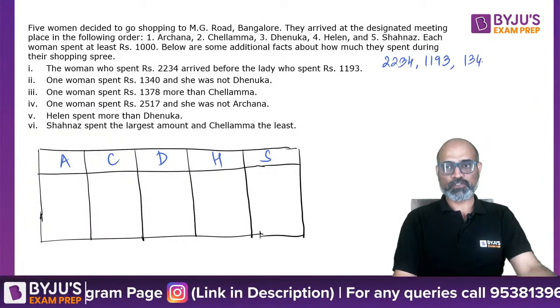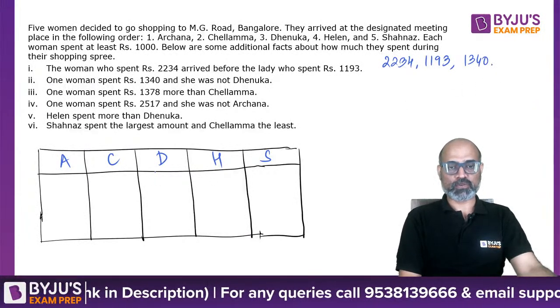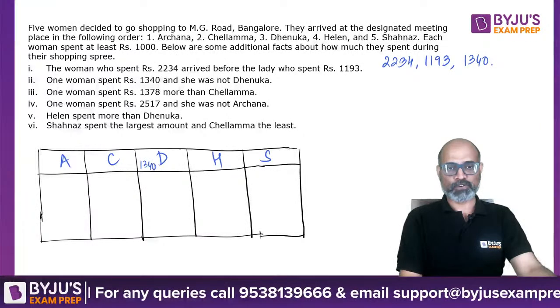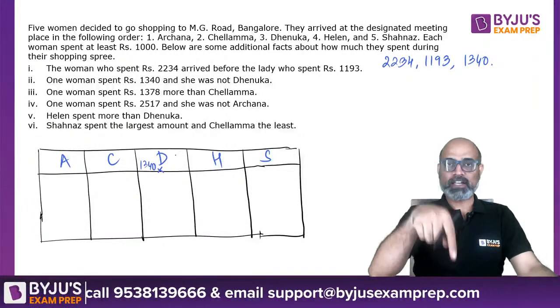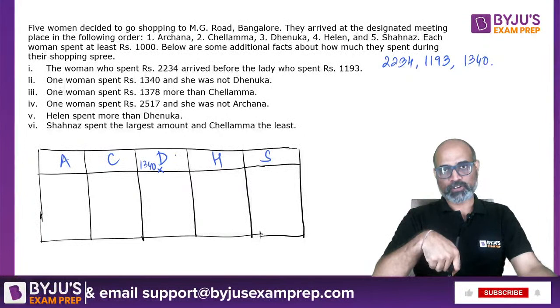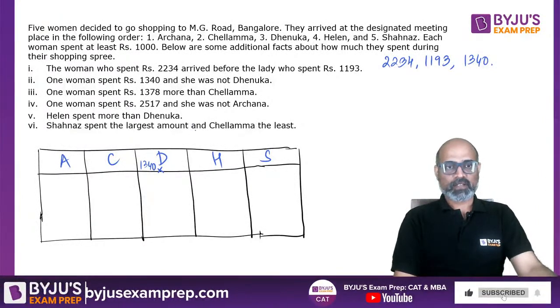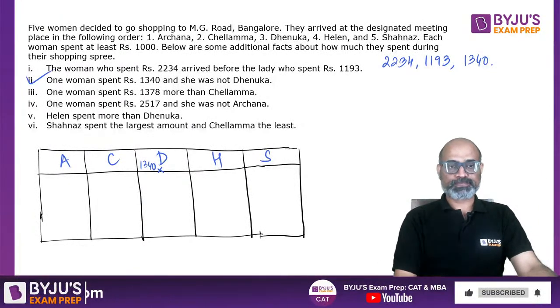Fine. So 1340 was spent and she was not Dhenuka. So what I will do is I'll write it over here, 1340 cross. As in, no matter what, I'm not going to put 1340 in that column. So we are done with second for sure.